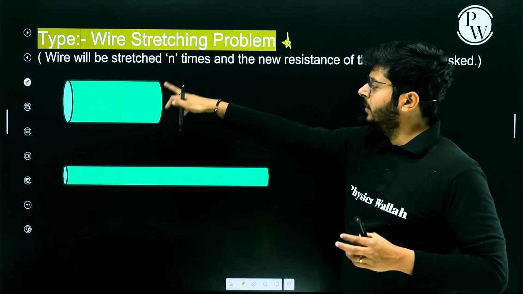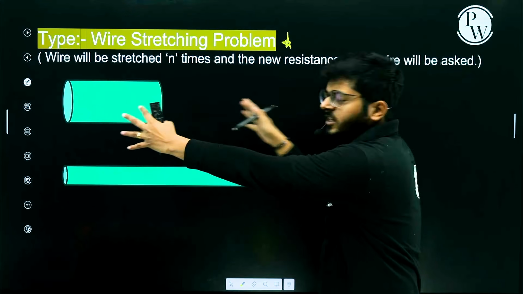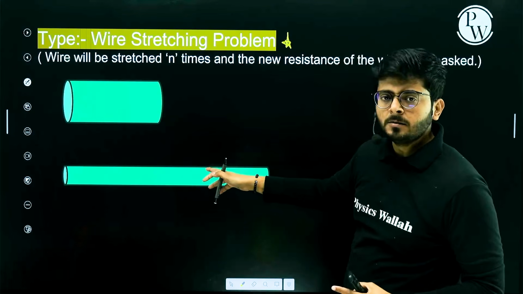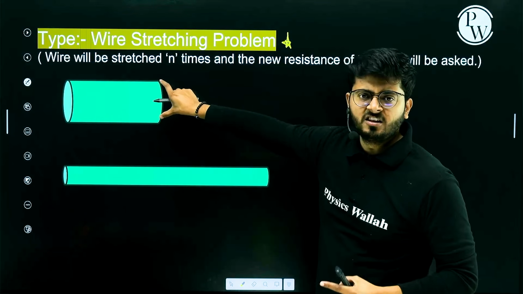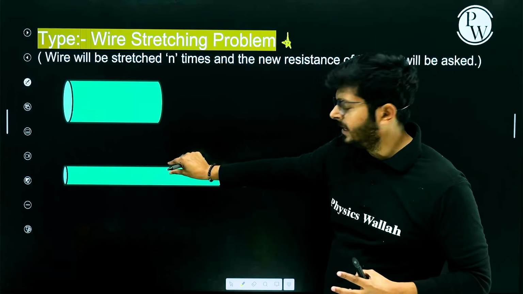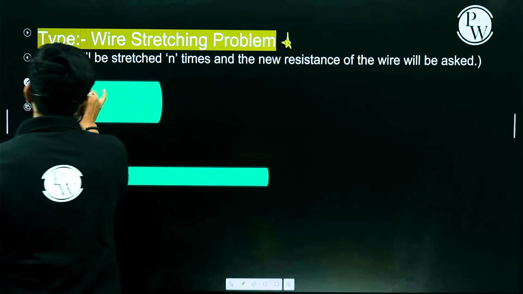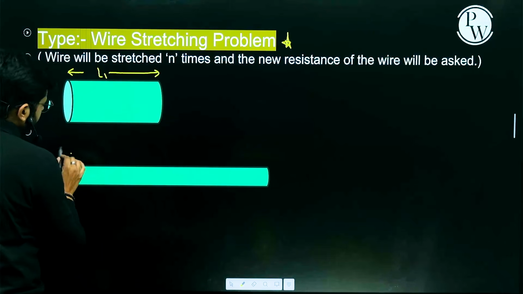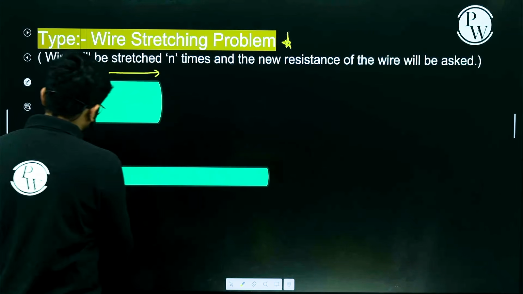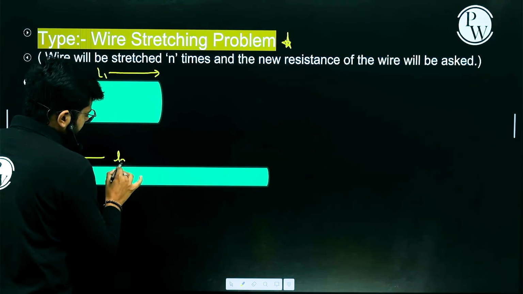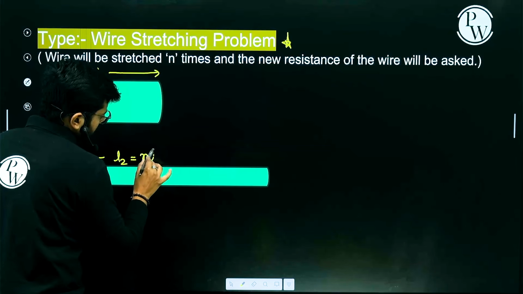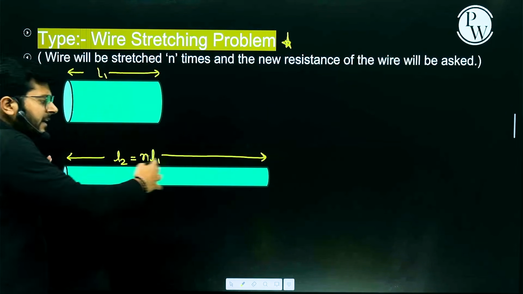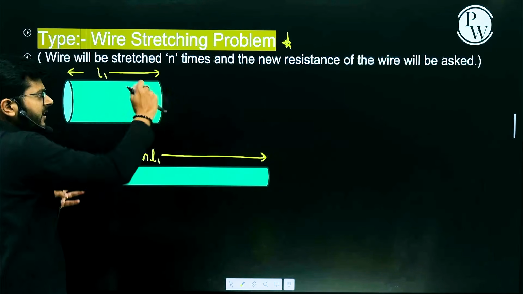You had a wire. Now you are stretching the wire. So when you are stretching it, the length will increase, but the cross-sectional area, the thickness, will reduce, right? Yes or no? So this is the original length. Let's call it L1. And let's say you have stretched it n times. So the second length is n times the original length, L1, right? Because of increasing the length, the cross-sectional area will reduce.